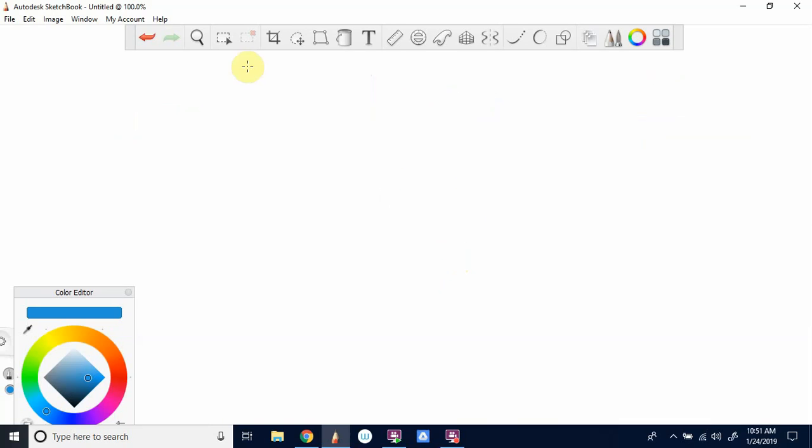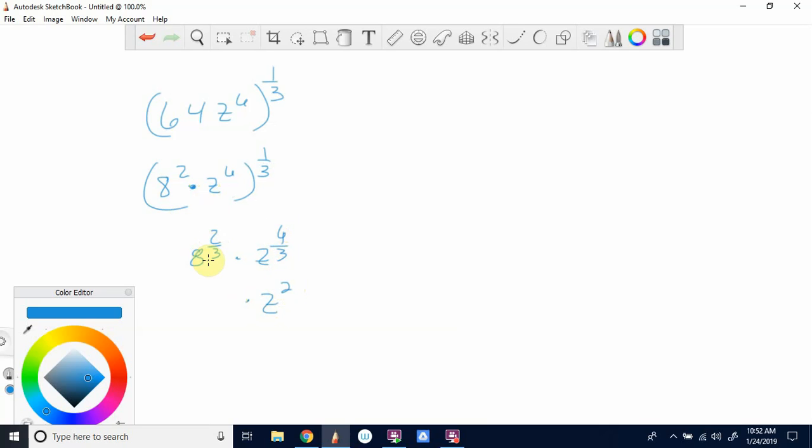The other way of doing it, the way the book shows you, is you can take 64z to the 6 and raise it to the 1/3 power. I know that this is 8 squared times z to the 6 raised to the 1/3. I can use the power rule of exponents because there's one factor, one term. So that's 8 to the 2/3 times z to the 6/3. Well, 6 divided by 3 is just simply z squared.